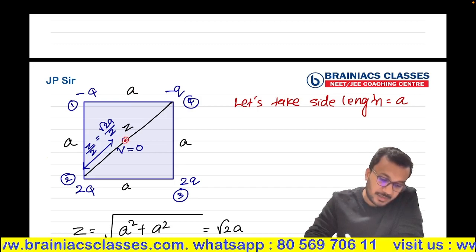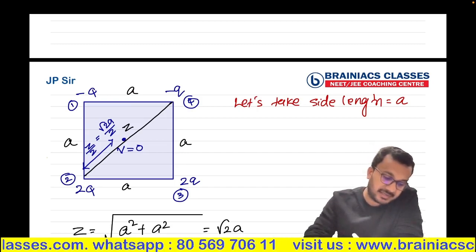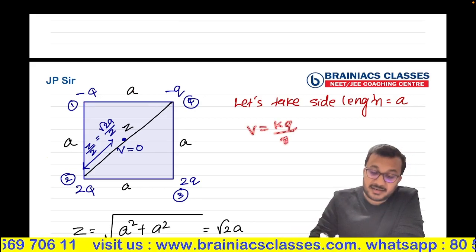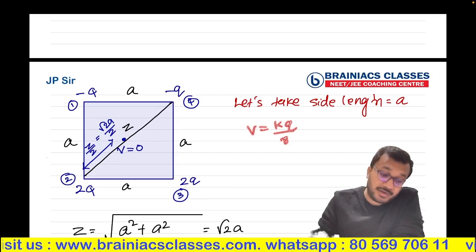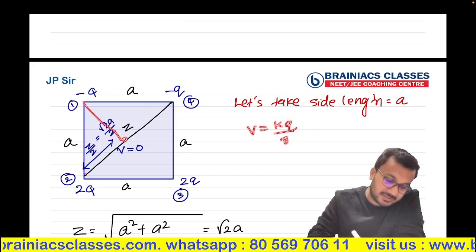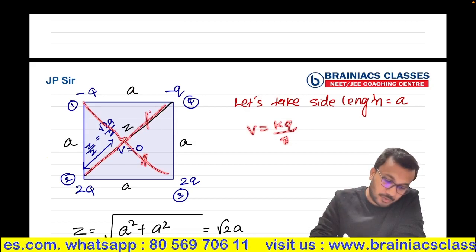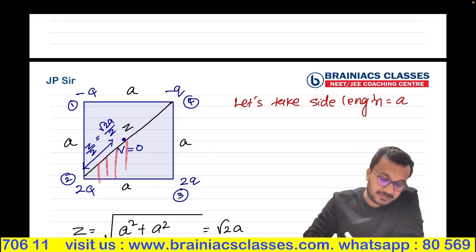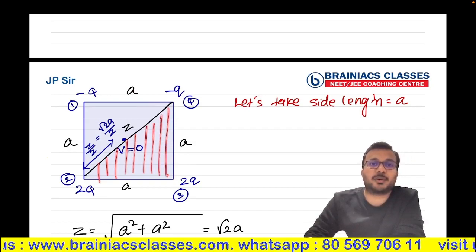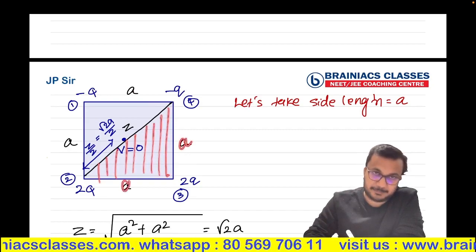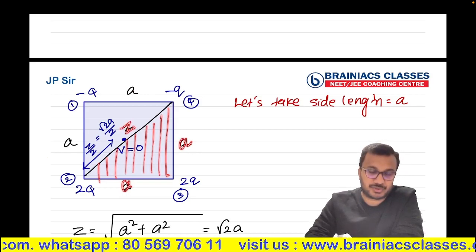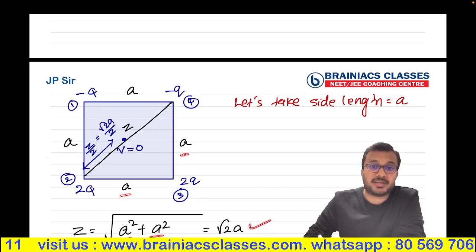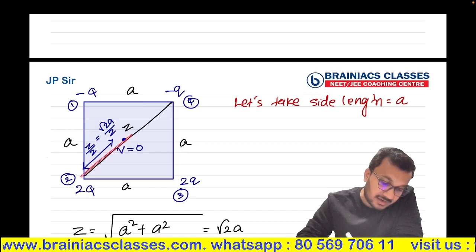So we need to calculate the potential at the center. We know the potential formula is kq by r. R is the distance from the charge to that particular point. What is the point here? Center. So this distance, this distance, this distance, this distance. We want to know all these distances to the center. For that, I have taken this right angle triangle to apply Pythagoras theorem. Here A, here A. So Z is the hypotenuse. Hypotenuse is equal to base square plus height square, A square plus A square, so 2A square, root 2A. Root 2A is the complete Z length.